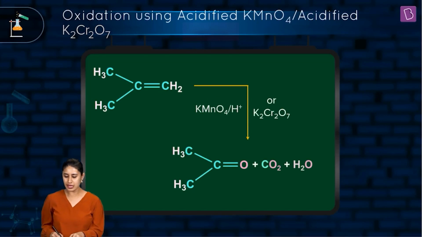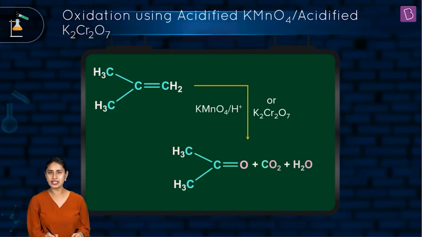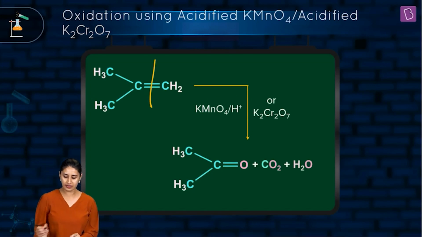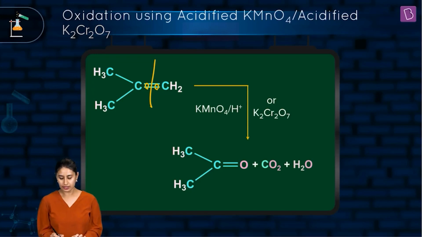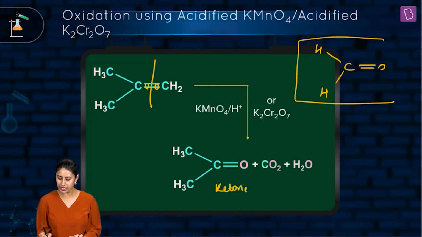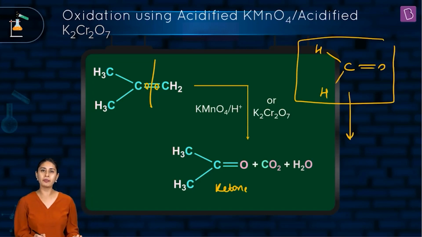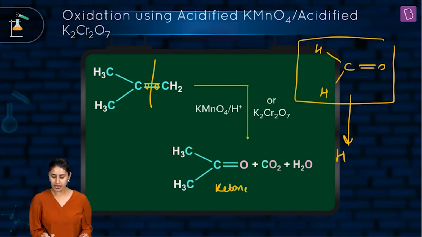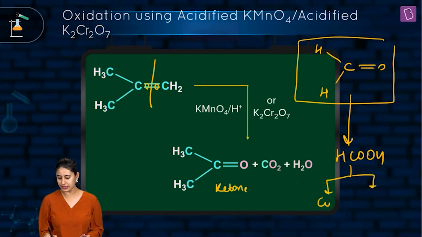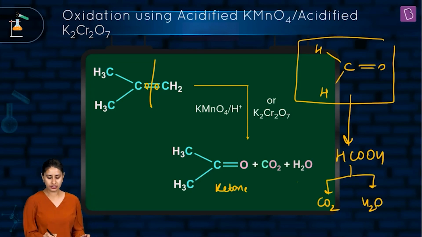What we have is KMnO4 in acidic medium or acidic K2Cr2O7. Do one thing, cleave it. Put two oxygens like this, so that what we get is a ketone. And here what we get is HC double bond O, with an OH, this is formaldehyde, and wherever formaldehyde is formed, please oxidize it further. It can easily be oxidized further and can give you HCOOH, which is formic acid. And wherever formic acid is formed, please make it into carbon dioxide and water. So this is the product.